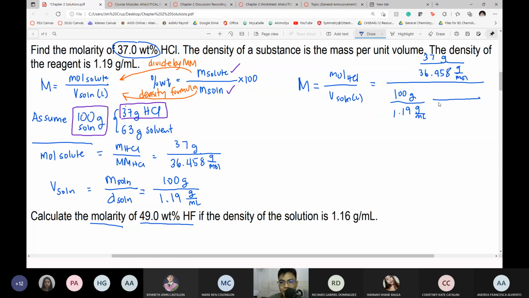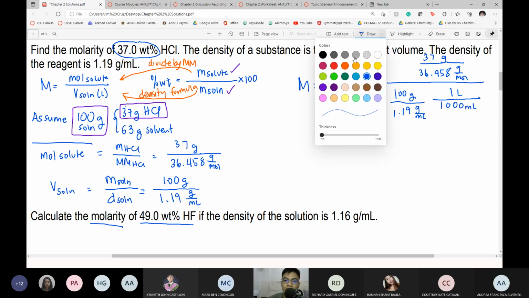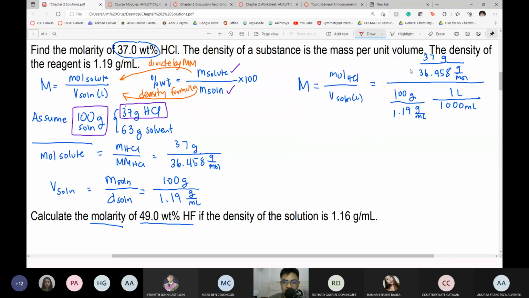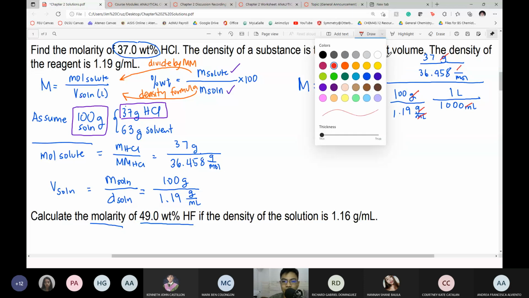Nasa baba parati yung ml at nasa taas yung liters. Okay? So yun yung kulang natin kanina. Now, given that everything seems to be in here, grams will cancel out, the ml will cancel out, leaving us the final unit, mole and liter. Okay? So, ibig sabihin, we did it correctly. Tama yung ginawa natin. Right?